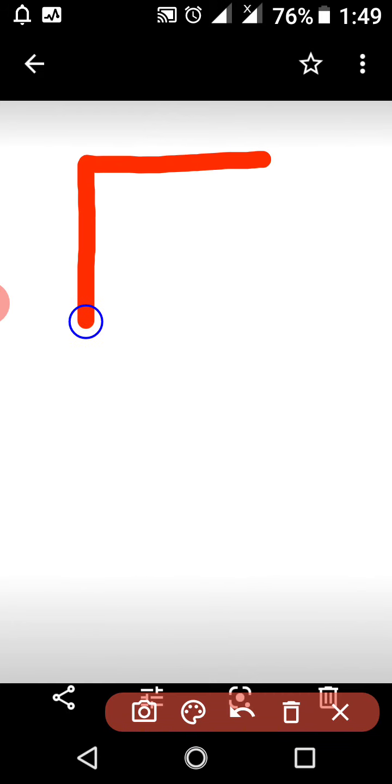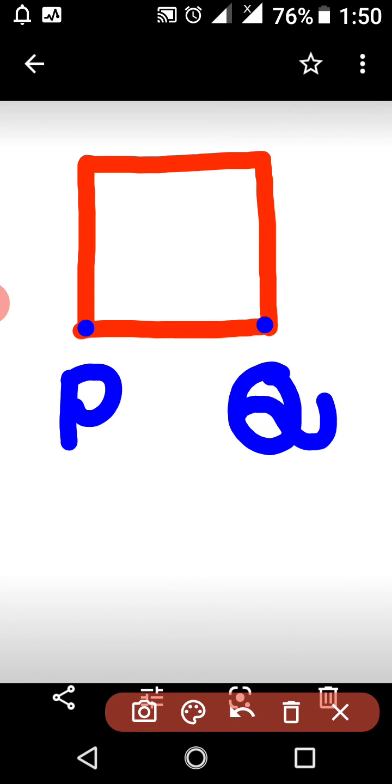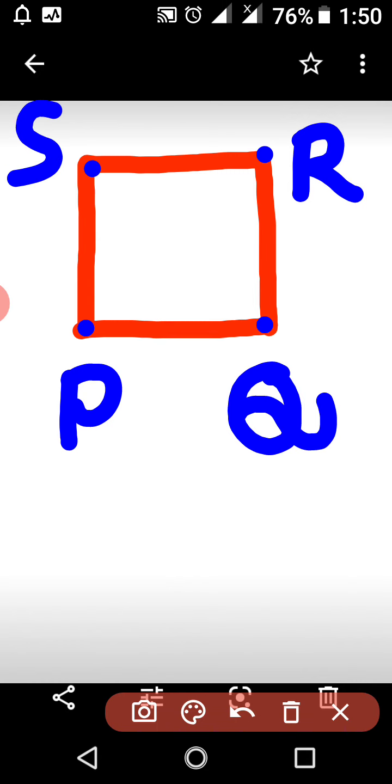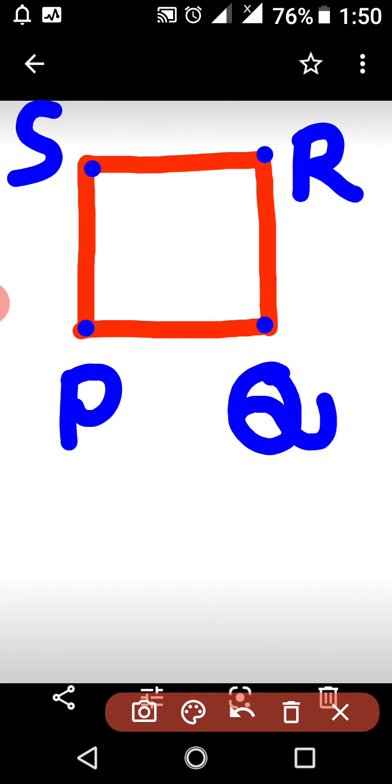I am taking here square. Okay. P, Q, R and then S. Now we are going to write sides. What are the 4 sides here? It is a polygon which is known as quadrilateral because it has 4 sides. Okay, means square is one of the quadrilateral. So what are the 4 sides?